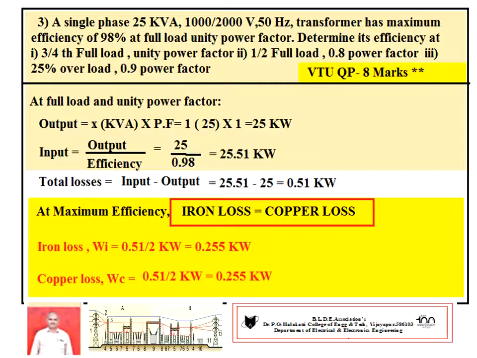Now I know the output and I know the input. Hence total loss equal to input minus output. So we are going to get around 0.51 kilowatt. Total loss is again the sum of iron loss and copper loss. So at maximum efficiency both losses are equal. Then iron loss equals 50% of this, 0.51 by 2 kilowatt. Similarly copper loss is again 50% of 0.51. Hence both losses are equal, 0.255 kilowatt.